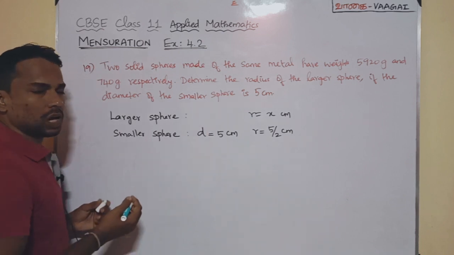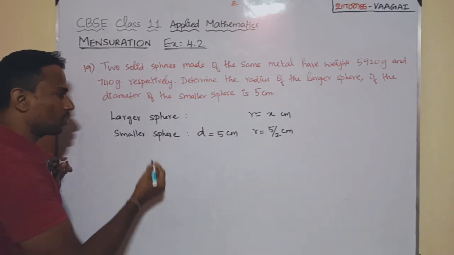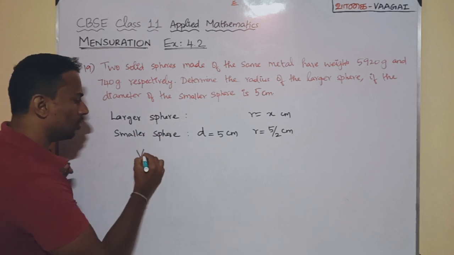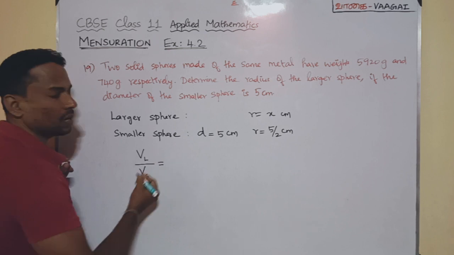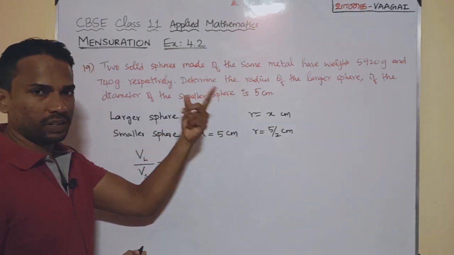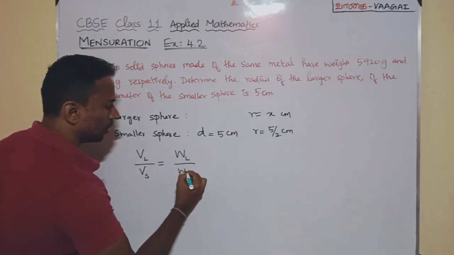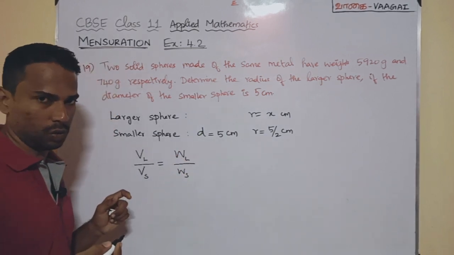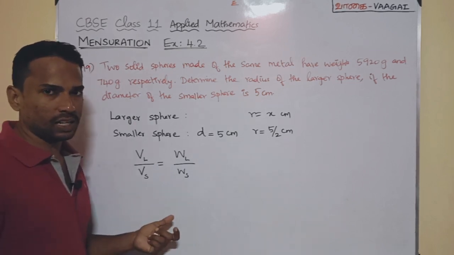What I can do is first of all take the volumes of these two spheres. Volume of the larger sphere divided by the volume of the smaller sphere will be the same as, now come to the right hand side, I can compare their weights. Weight of the larger sphere divided by the weight of the smaller sphere. I hope the relation is clear to you, right? Now all we need to do is substitute the values and get the answer.